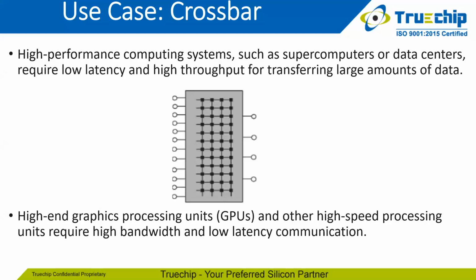So now let's talk about use cases. Let's talk about Crossbar first. Crossbar essentially is a NOC-like structure in which an M cross N architecture would be there. There would be N number of masters communicating to N number of slaves, and there is no limit to this amount as such. A Crossbar would be really useful where high performance computing is required, such as supercomputers and data centers, which require low latency and high throughput. High-end GPUs and other high-speed processing units that require high bandwidth and low latency communication are the ones which actually employ crossbar architecture.